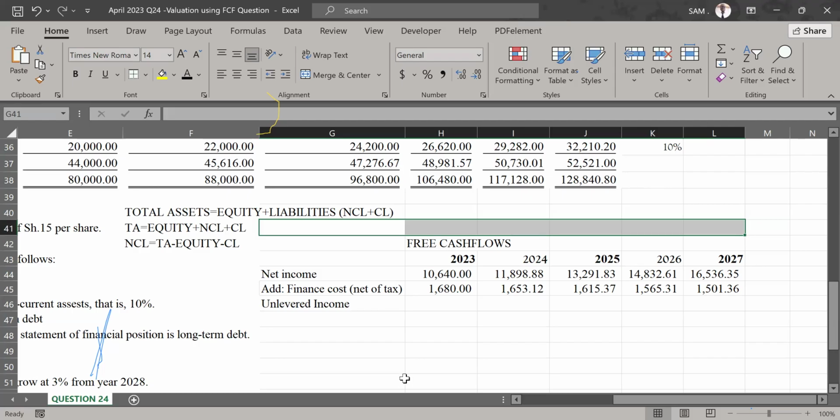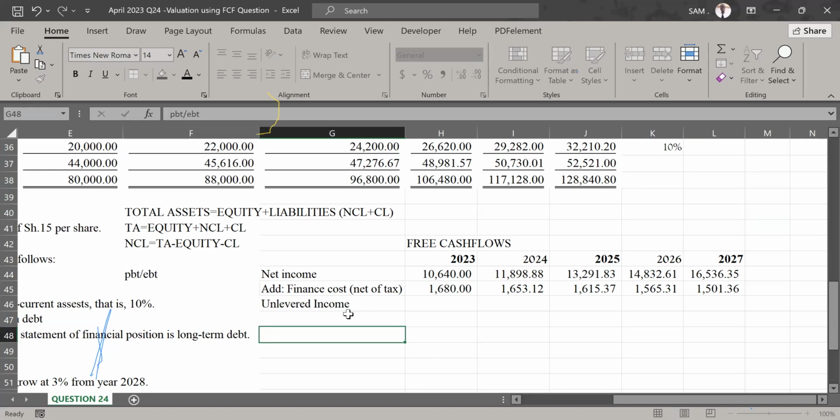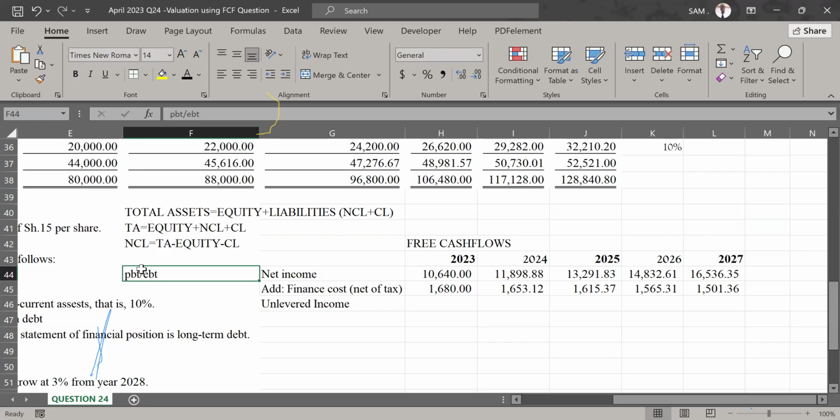You can go and bring here profit before tax. In our case, it is called earnings before tax. You can as well start from there. And when you start from there, you will not bring anything net of tax because you've not charged tax. So when you bring it here, you just make sure you don't interfere with any tax thing. But when you start from net income after you've charged tax, make sure the finance cost, you bring it here net of tax. That is okay.